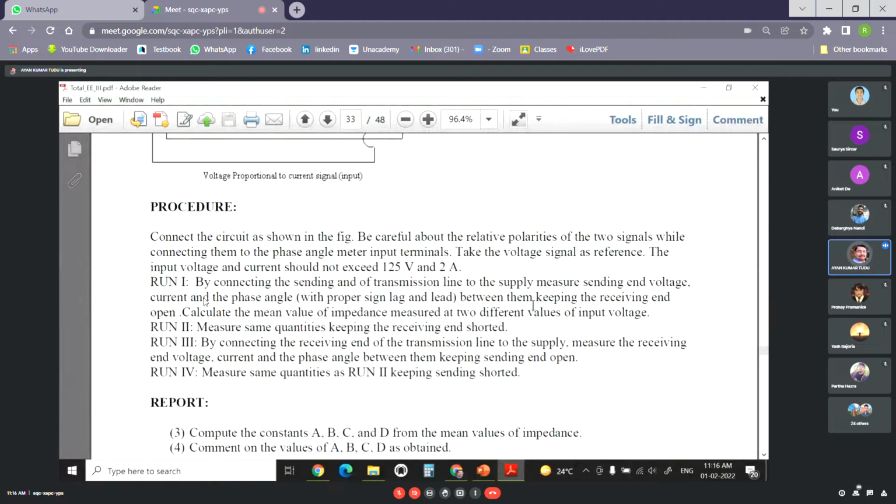First of all, the supply will continue at the sending end, but first the receiving end will be open, then the receiving end will be shorted. Third run, what will we be doing? We're connecting the receiving end.